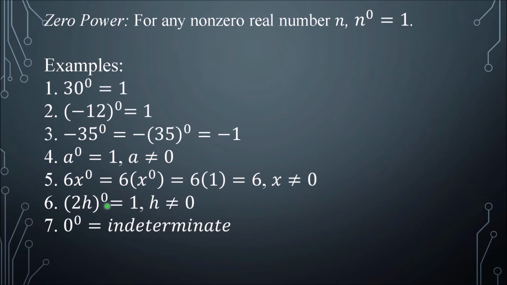Now what if the base is equal to 0? 0 raised to 0 is indeterminate. So the answer is indeterminate if the base is 0 and the exponent is 0. That's why we do not allow the base to be 0.